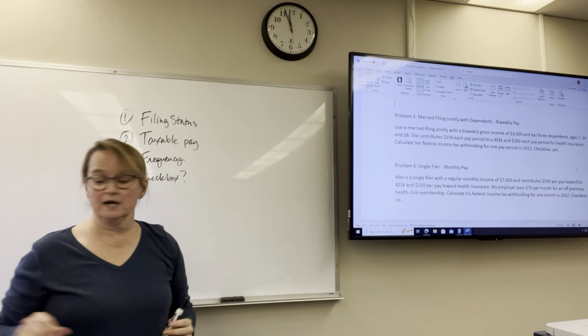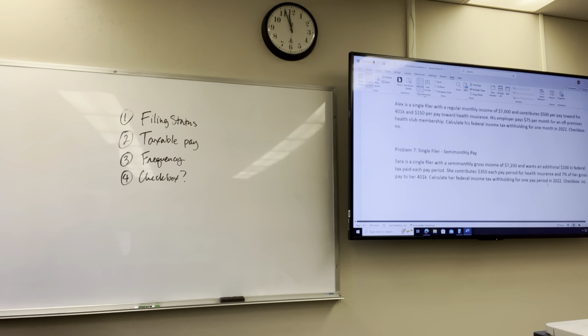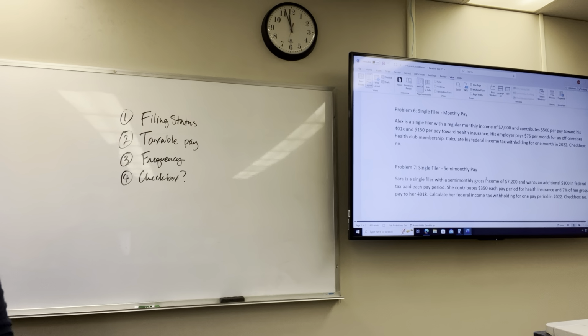So now we've got Alex, single, monthly income of $7,000, contributes $500 per pay toward his 401k, $150 per pay toward health insurance. His employer pays $75 per month for an off-premises health club membership. That is taxable to him. He doesn't have to pay it, that's great, but he is going to have to pay tax on the value of it. Calculate his federal income tax withholding for 1 month.